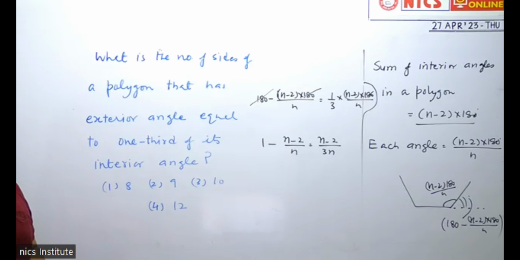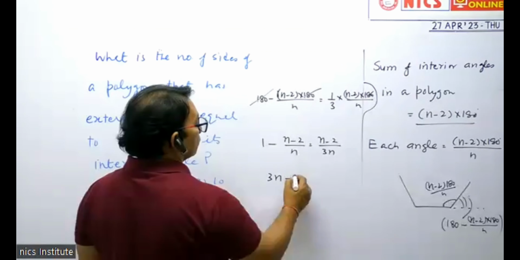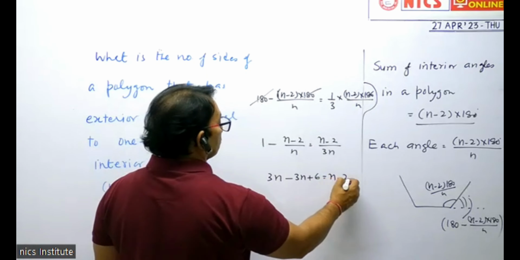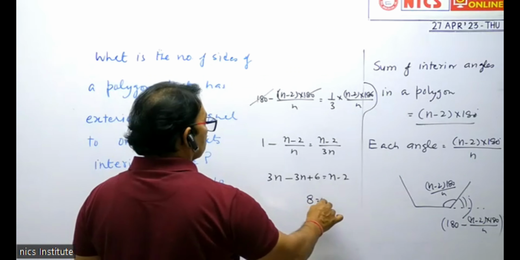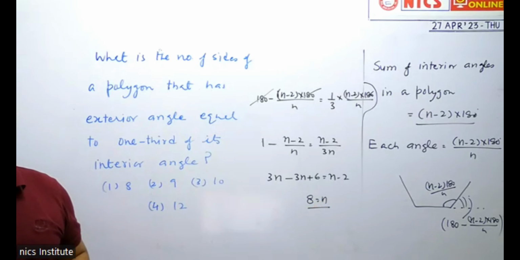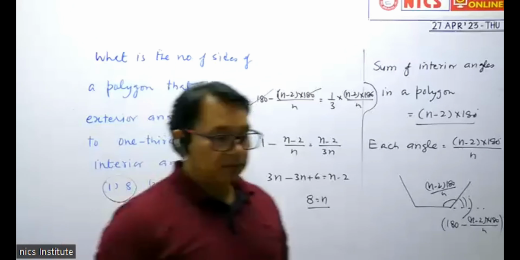Multiply the entire equation by 3n. And you get the value of n. N is equal to 8. Readers, your answers are correct. And Aita, you also got it correct. It is an octagon.